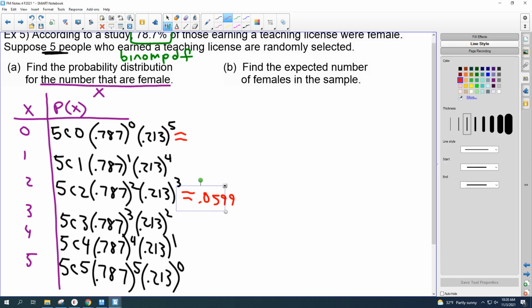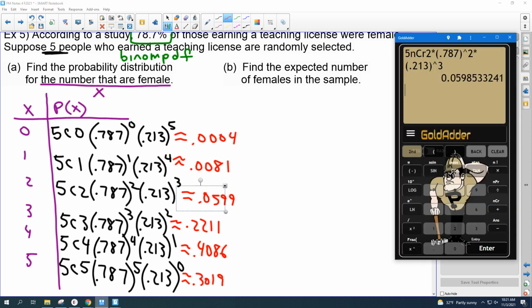All right, this one's going to be 0.0004. And this one, type it in, going to be 0.0081. The 3 females, 0.2211. 4 females, 0.4086. And 5 females, 0.3019. If you don't know where I got those numbers, I just type them all in. I don't feel like you need to watch me type in all of those things. If anybody needs help, stop me now.